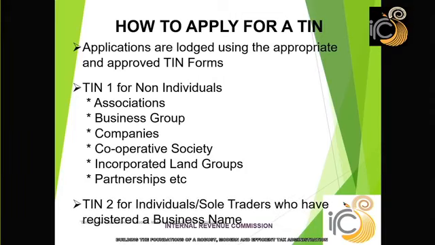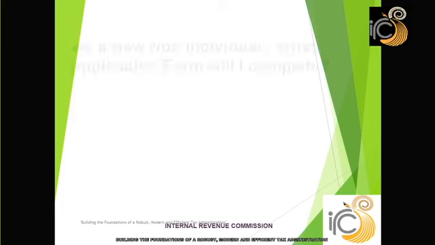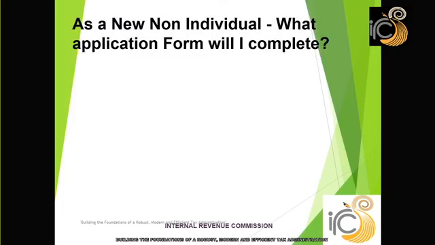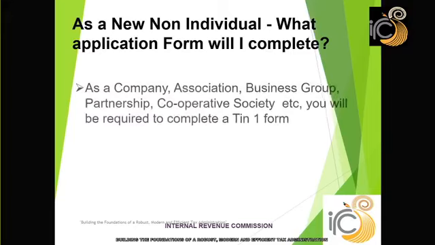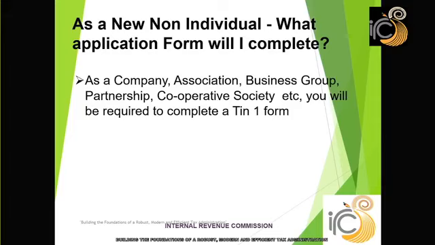TIN 2 is for individuals or sole traders who have registered at IPA under a business name. So the TIN 2 is applicable for individuals, if you have registered a business name with IPA, like our IPA presenter presented this morning. As a new non-individual, what application form will I complete? I've already mentioned: as a company, association, business group, partnership, or cooperative society, you will be required to complete the TIN 1 form.